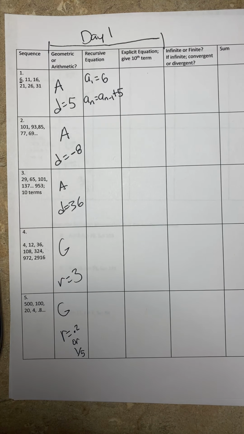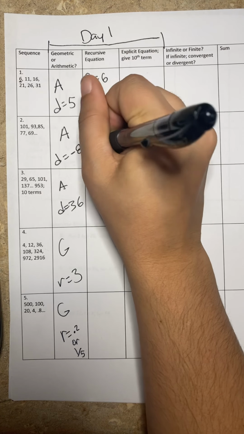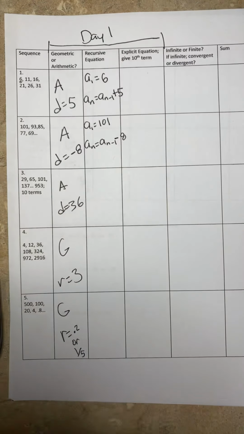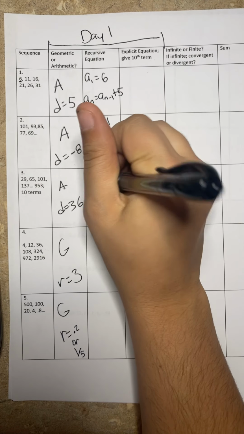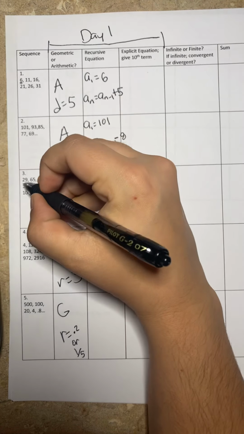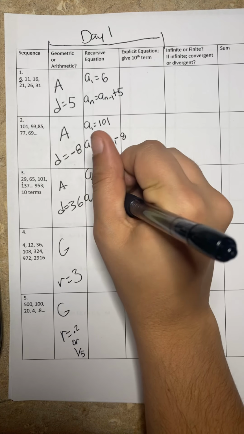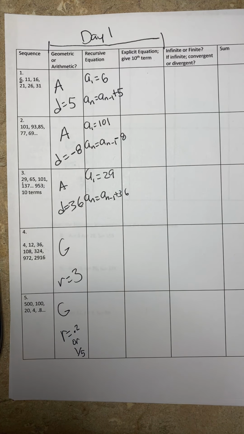Okay, so like for example, number 2, a sub 1 would be 101, and then a sub n would be a sub n minus 1 minus 8, because my common difference is negative 8. Okay, and then for the next example, again, it's arithmetic, so it'd be a sub 1 equals 29, because that's my first term right there. And then you would do a sub n is equal to a sub n minus 1 plus 36. Okay, so that's all of our arithmetic functions.